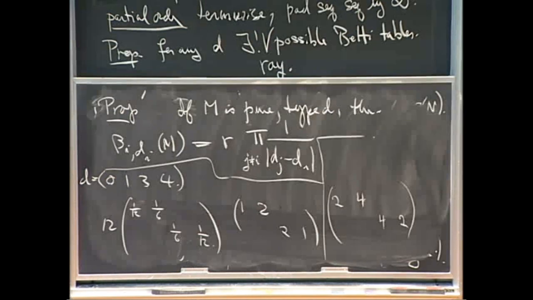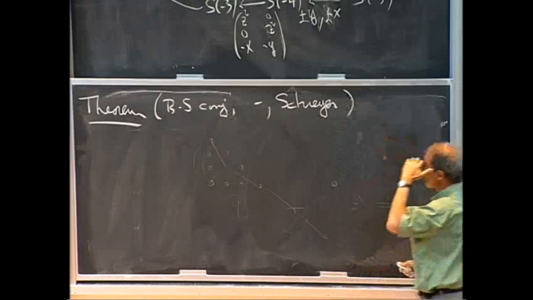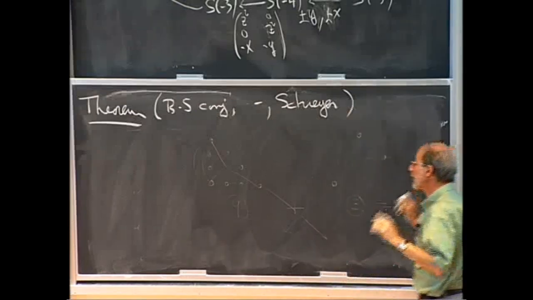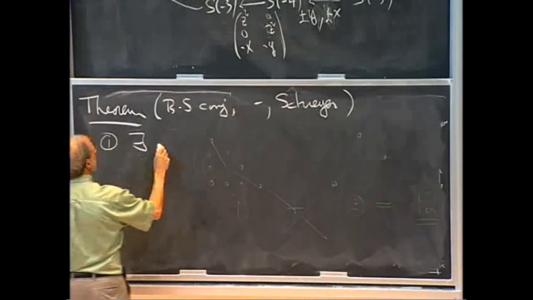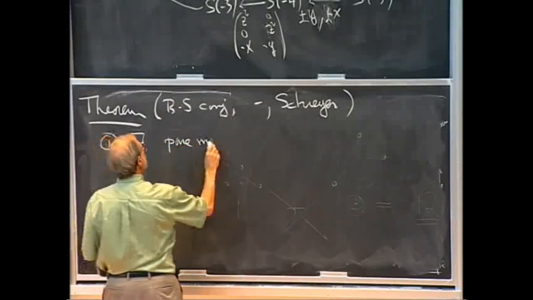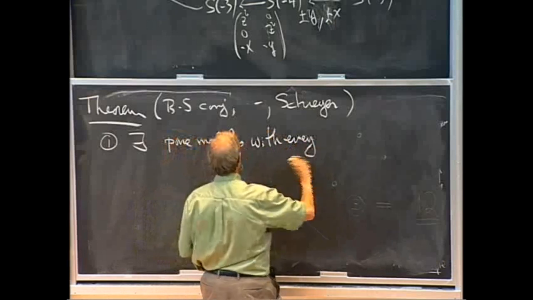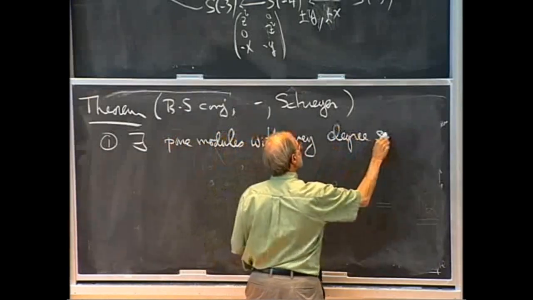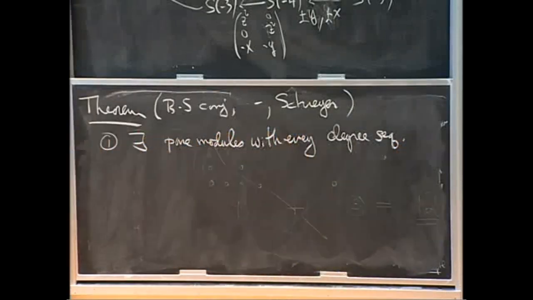And then Boij and Söderberg noticed that our proof actually proved more, and so they made a bigger conjecture, which was also handled by our proof. And so there are actually 2 Boij-Söderberg papers that I'll include in this. Anyway, after the fact, the theorem is this. 1, there exist pure modules with every degree sequence. So that means, of course, somewhere on the ray.